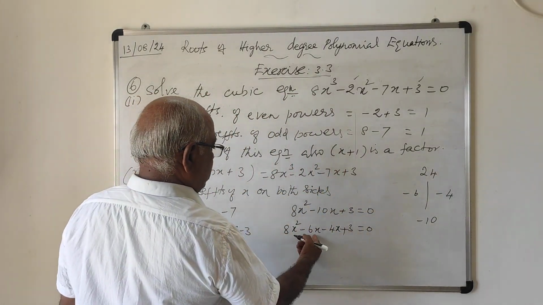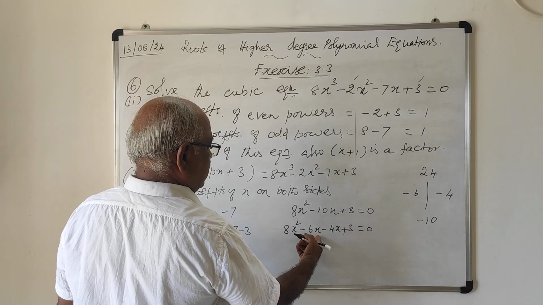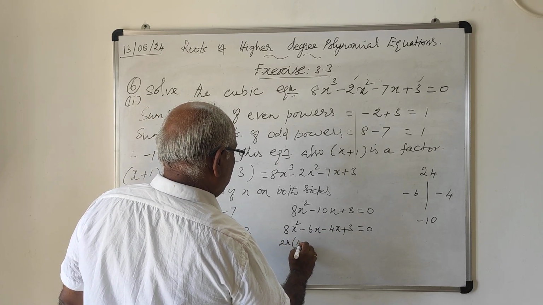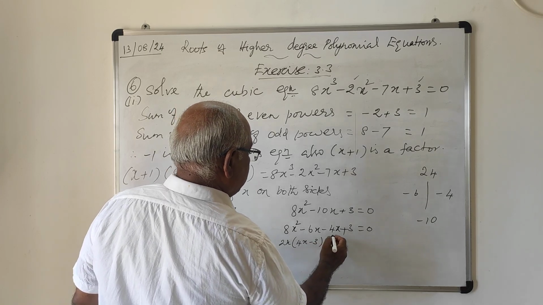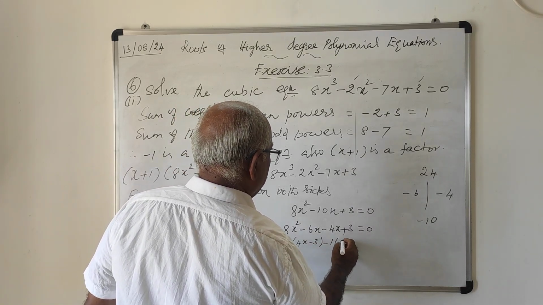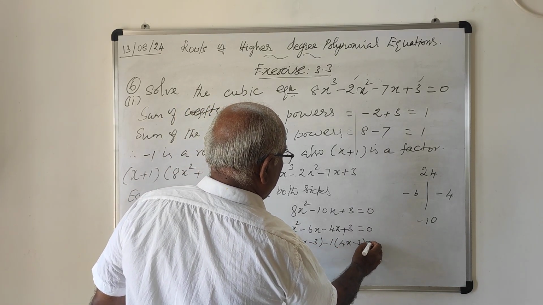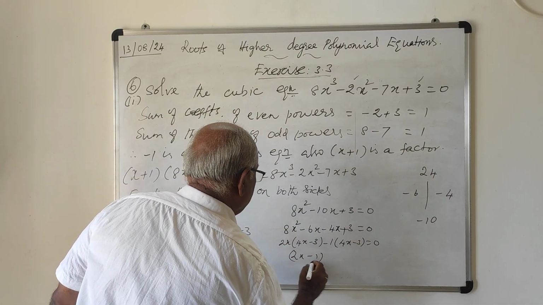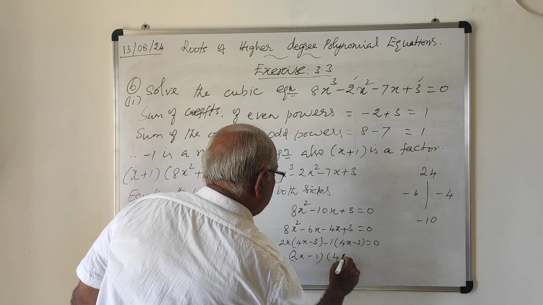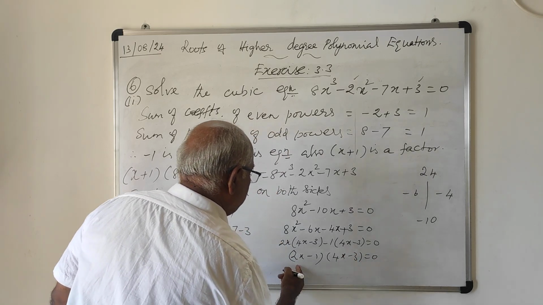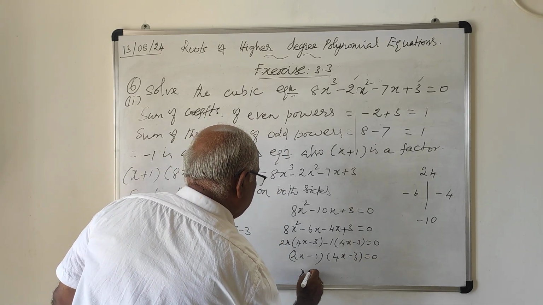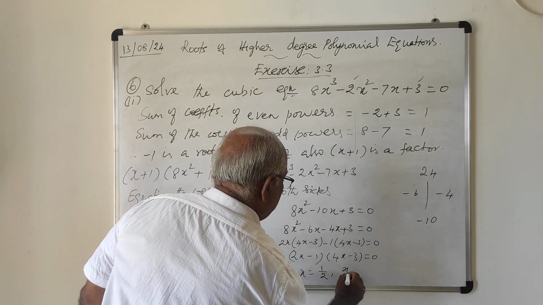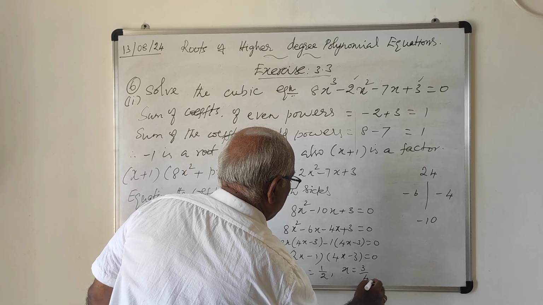So that's why we split this minus 10x, and you can take 2x as the common term, you will get 4x minus 3. Similarly here, minus 1 only you can take, 4x minus 3 equal to 0. So the factors are 2x minus 1 into 4x minus 3 equal to 0. Equating 2x minus 1 equal to 0 implies x equal to 1 by 2. 4x minus 3 equal to 0 implies x equal to 3 by 4.